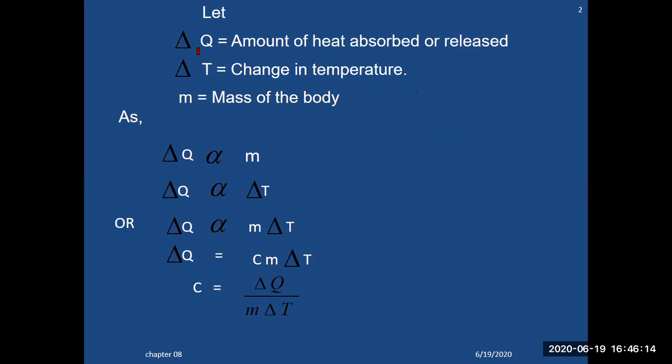So here it is. This del Q is the amount of heat absorbed or released by a body. Del T is the temperature difference, the change in temperature. M is the mass. So what happens then? The amount of heat which we supply is directly proportional to the mass. The less the mass, the less heat is required to raise the temperature through 1 K. If you have 5 kgs and you are supplying heat, you need less heat to increase the temperature of that mass by 1 K.